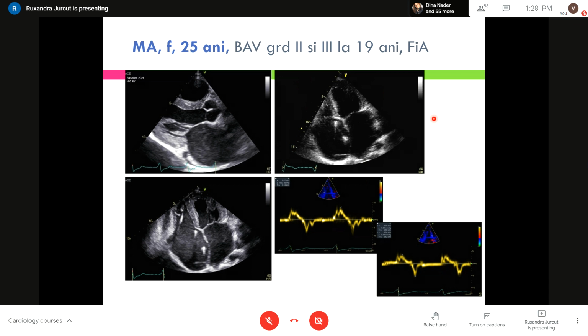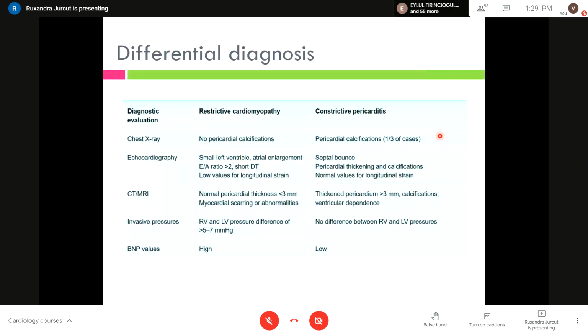When you see the difference between these, the restrictive cardiomyopathy and the constrictive pericarditis. But tomorrow, again, we will be together for the lecture, and we will talk about the constrictive pericarditis, and it will be more clear for you what this differential diagnosis means. But just for you to have an idea, constrictive pericarditis is a sort of a calcified or fibrotic shell due to the pericardium around the heart.